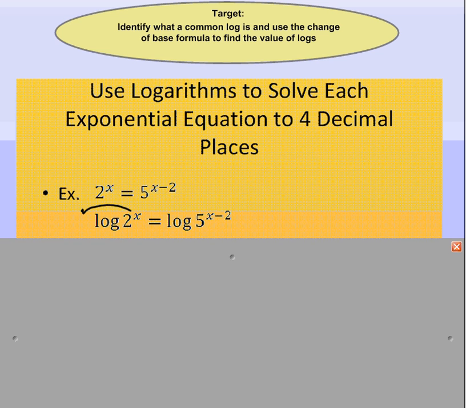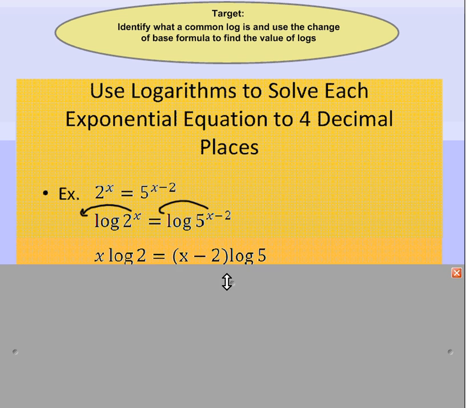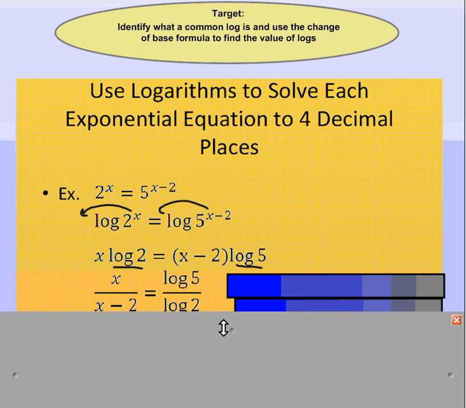Now these exponents come out front. Exponents come out front. Okay. So what we have is x times common log of 2, and x minus 2 times common log of 5. There's a couple things we can do here. You can find the approximate value of common log of 5 and distribute it, and find the approximate value of common log of 2, use that decimal, and just keep track of the decimals. That is absolutely a valid method.